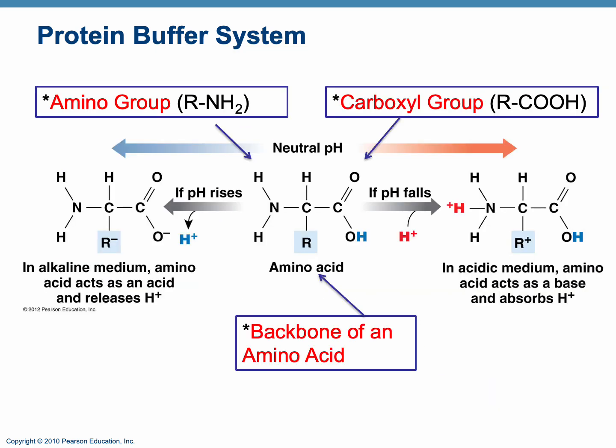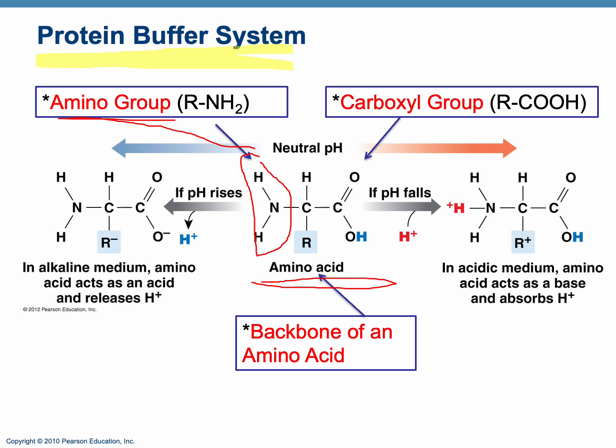All right, this picture is looking at the backbone of the amino acid, which is critical when we look at the protein buffering system. So we can kind of see this here. Here we have the backbone of the amino acid right here. The amino group, again, is the nitrogen and 2 hydrogens. So here's the side chain here for the amino group, right?